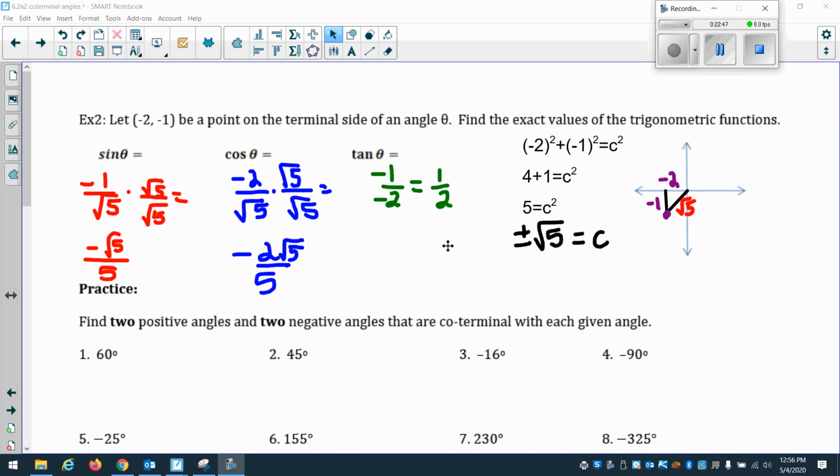So we went through a refresh on reference angles, drawing angles, also finding coterminal angles and drawing those angles as well, and finding exact values. And also, you're given a point on the terminal side, you want to find exact values of trig functions. So that completes 6.2, notes 2.